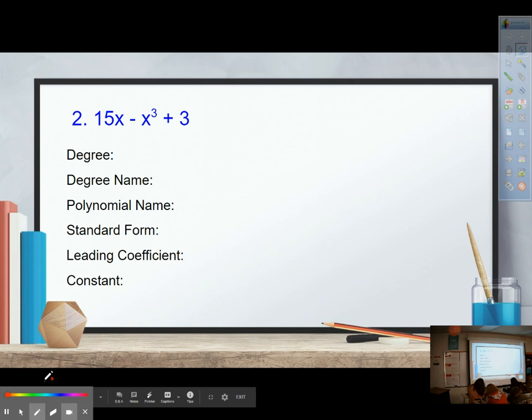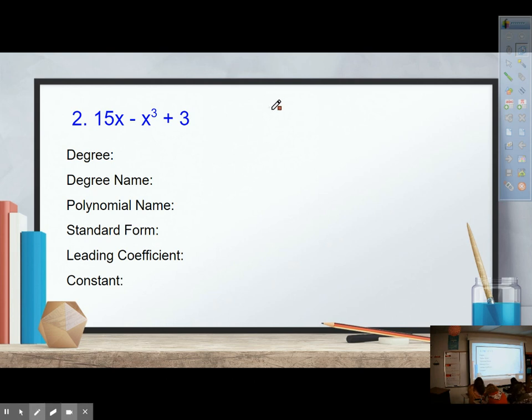15x minus x to the third plus 3. The degree is the biggest exponent, which is a 3, so that would be cubic. It has 1, 2, 3 terms, so it's a trinomial.